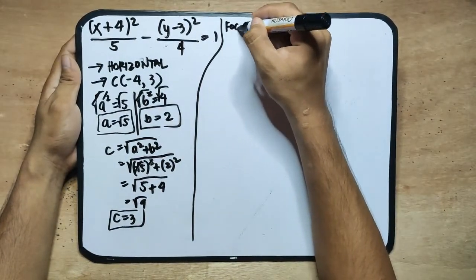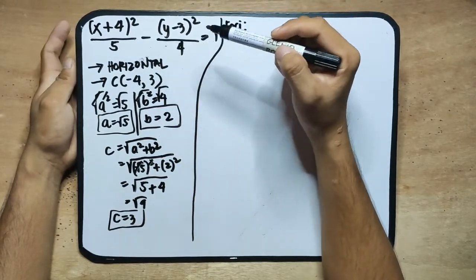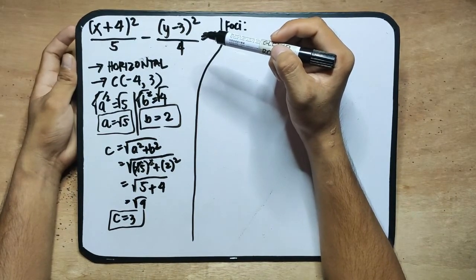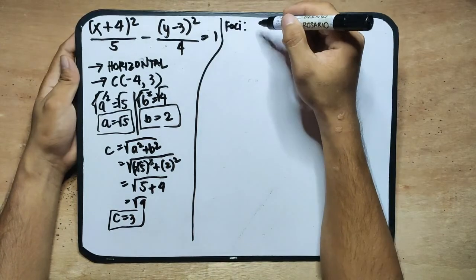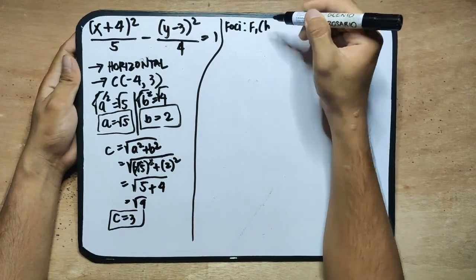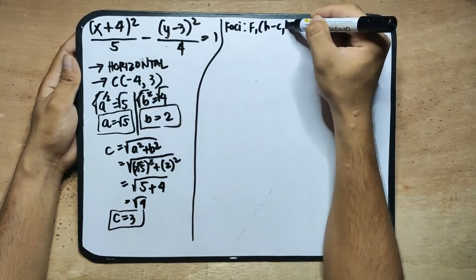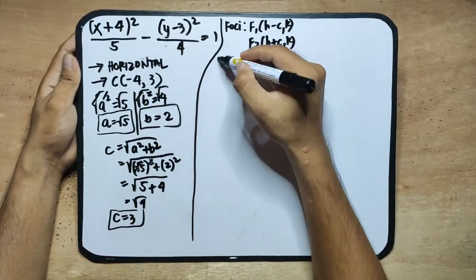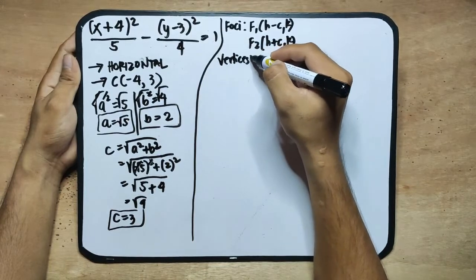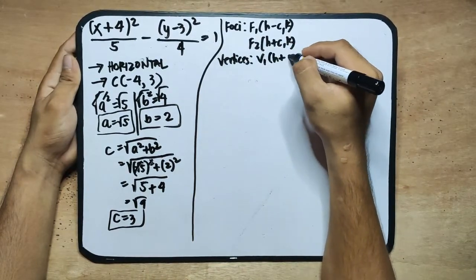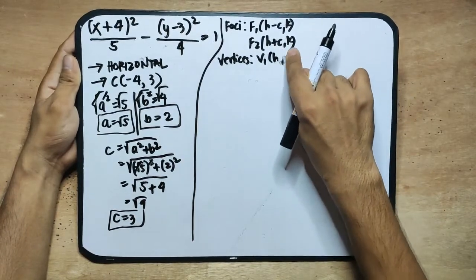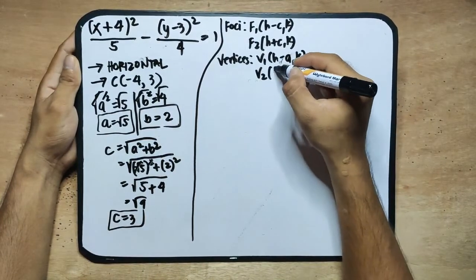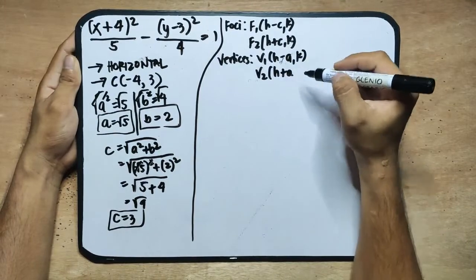Okay, so our foci here will be, since horizontal siya, hindi nagbabago si y, ang nagbabago ay si x. Okay, so f sub 1 is h minus c and k, and f sub 2 is h plus c and k. Our vertices are v sub 1, we have h minus a, sorry, h minus a and k. And our v sub 2 is h plus a and k.